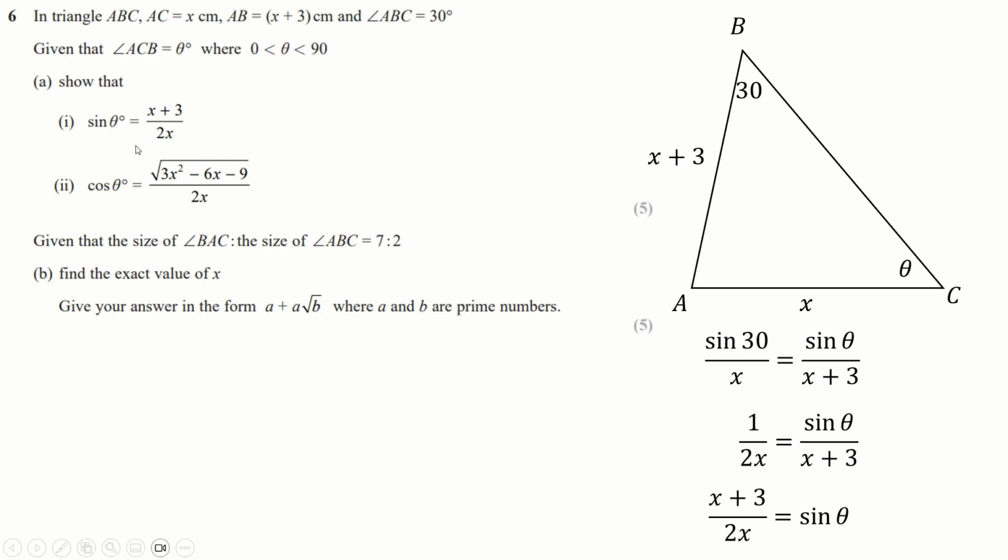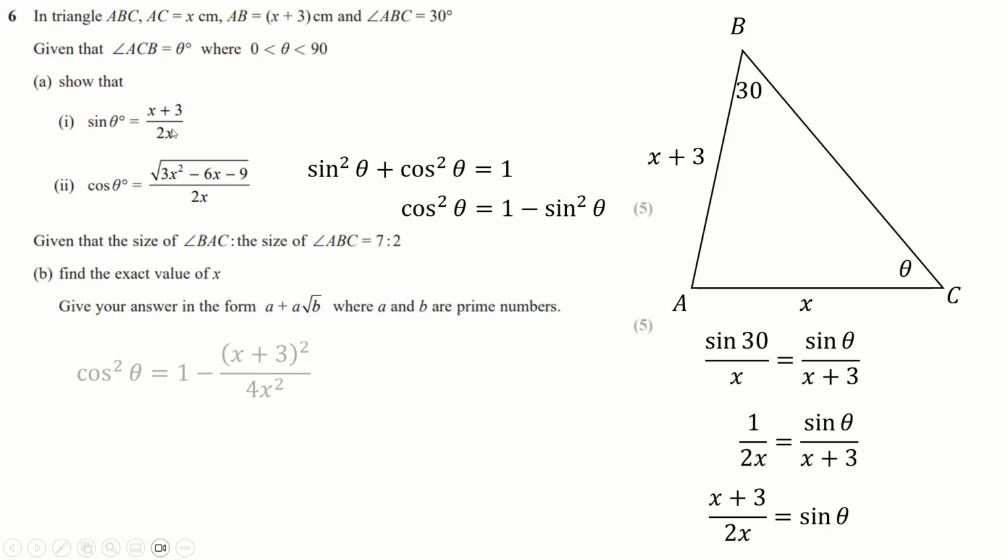So what we have to do here is use sine squared plus cos squared equals 1, and just rearrange and use this here. So rearrange this to cos squared equals 1 minus sine squared. We get sine squared is (x plus 3) all squared over 4x squared, because 2x squared is just, you square both, so 2 squared is 4, and then x squared is x squared. And then, of course, cos squared is just 1 minus this squared, and we get this here.